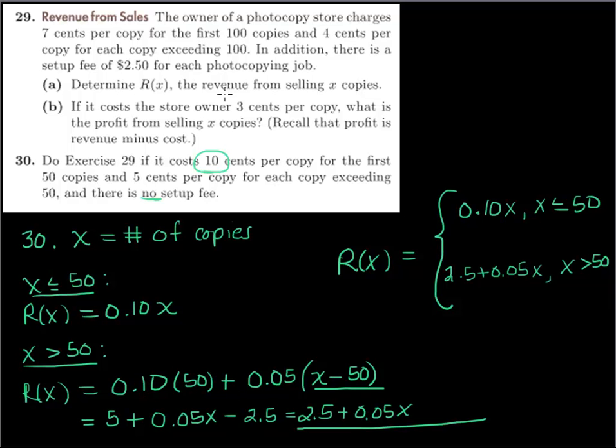Because of those first 50. And then it asks you, what is the profit from selling X copies if it costs the owner 3 cents per copy? Again, you can do what we did before. Profit is revenue minus cost, and it's 3 cents per copy no matter how many copies there are. So you would just subtract 0.03X from each one of these to get your profit. I hope that makes sense. Again, I am very, very sorry for that.